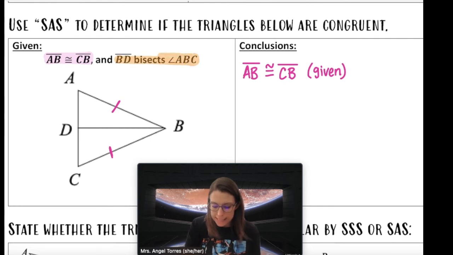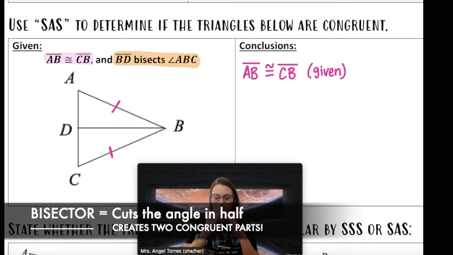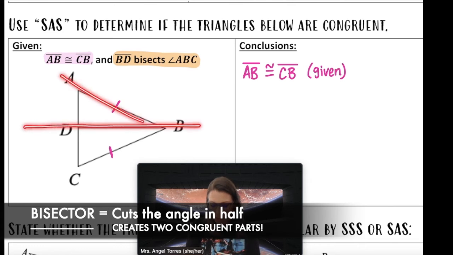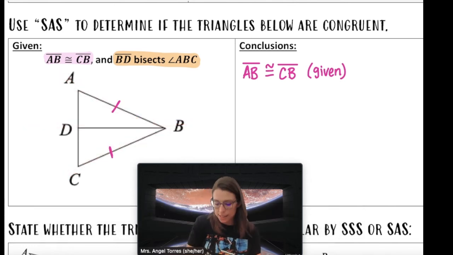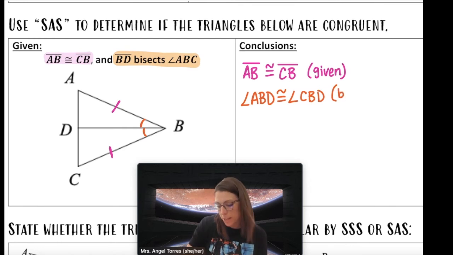BD bisects angle ABC. What's a bisector again? Oh yeah, it just means that it's cutting the angle into two congruent parts. So if BD is bisecting angle ABC, that means that angle ABD is congruent to angle CBD. So I can come in here and add some arcs. ABD is congruent to CBD. And the reason we were able to make that conclusion is because we were talking about a bisector.